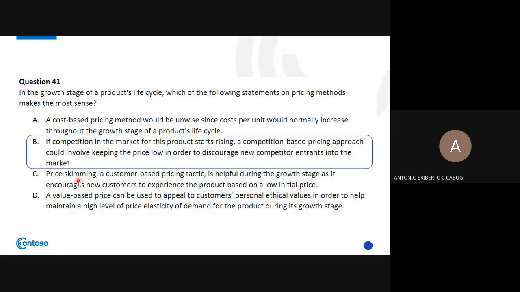Kunyari, nagbebenta ka ng BTS merch. Ibenta mo yan ng 100,000, no? Yung mga pinaka-fanatic, sila lang muna ang bibili. Yun yung price skimming. Nakukuha nyo? Yung mga fanatic, sila muna yung bibili. Okay? Pagkakitaan mo muna yung mga nasa taas, no? Mga mayayaman. So, babaan mo konti yung presyo hanggang lahat na nakakabili. Okay? This is true for iPhone, no? Kapag sa introduction ng bagong iPhone, tinataasan muna nila yung presyo. Letter C is not the answer because in price skimming, you start with a high price. Okay? So letter B ang tamang sagot, ha? May mga sumagot kasi ng C kanina.